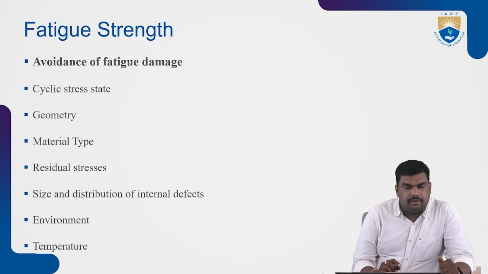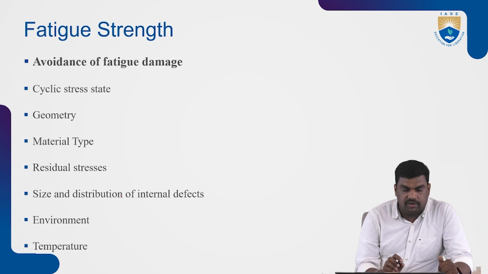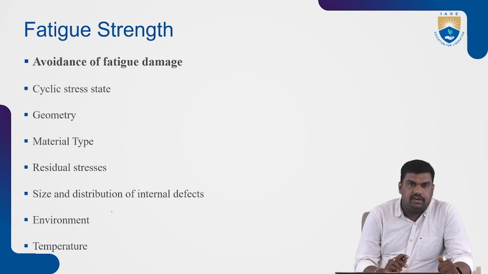So for avoidance of fatigue damage, you need to consider the cyclic stress state and geometry. We need to focus on the geometry, avoid sharp corners and so on. Then material type: based upon the conditions, you need to choose the materials. Then residual stresses, the size and distribution of internal defects, and environment conditions and temperature.